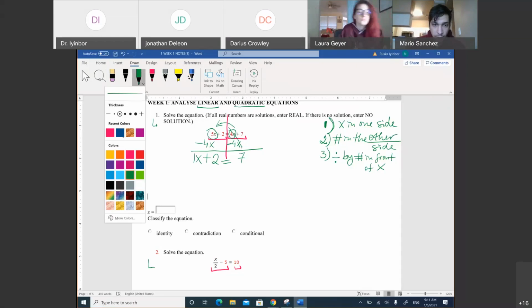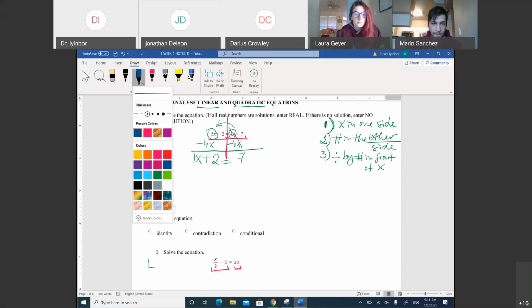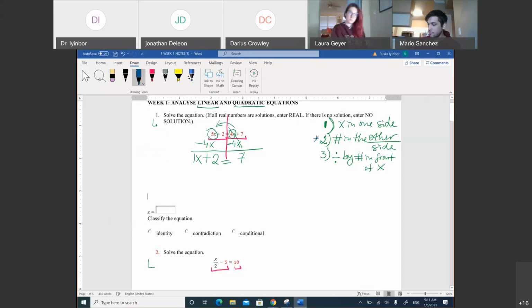The next step is move the numbers to the other side. So this is my second step. What are the numbers? I have 2 and 7. They're in two opposite sides. Which number do I need to move, 2 or 7? I need to move 2. That's correct. Why am I moving 2? Because the x is already on the left, so I need to move the number to the right. How do you move 2? You subtract it, because it's plus 2, so it's going to be minus 2 on both sides.